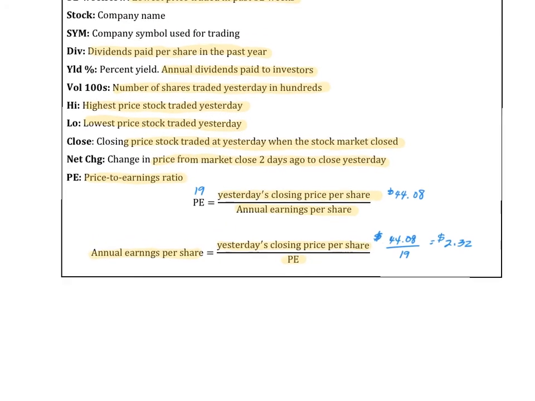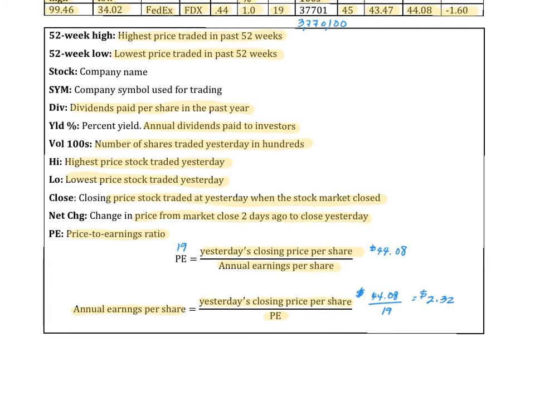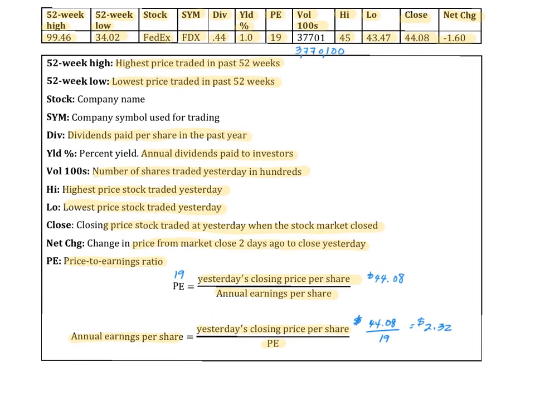Let's go back to this table. The annual earnings per share is not the same as the dividends because remember, a company can pay all of the profits out or just part of the profits out. So notice that per share, the annual earning was $2.32. However, the dividends paid was only 44 cents per share. So that tells me that FedEx pays out a portion of their profits, but not all their profits.